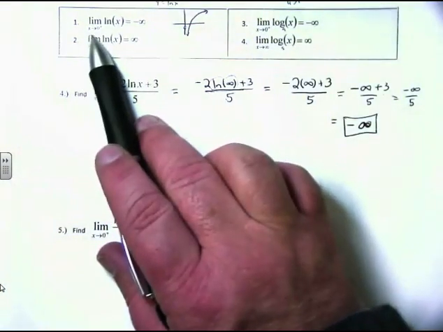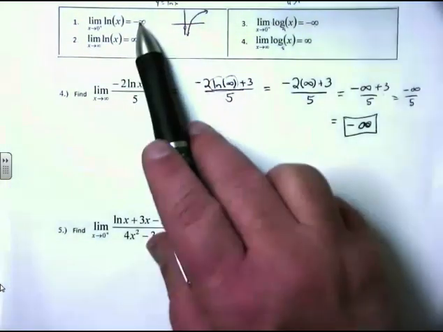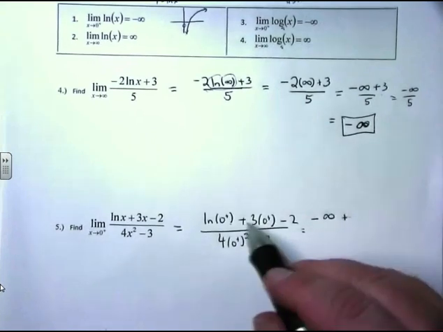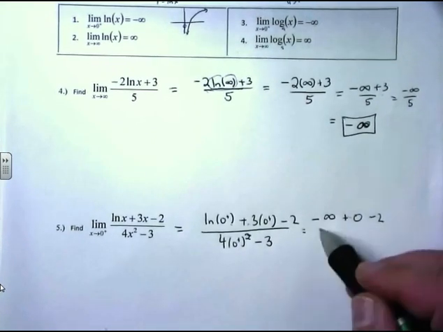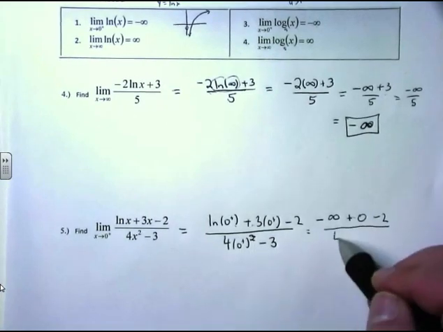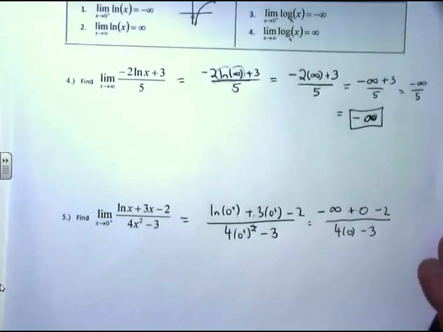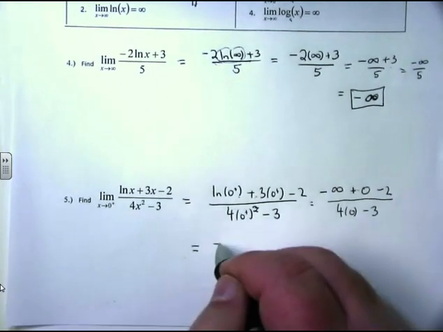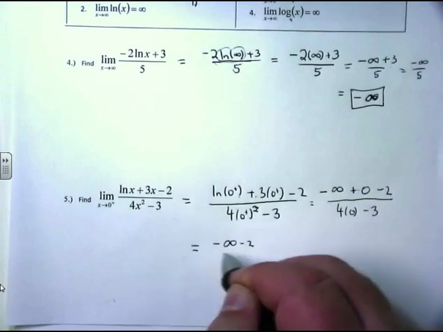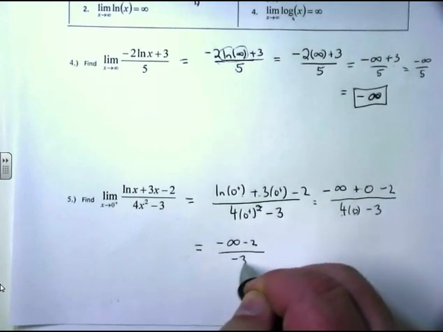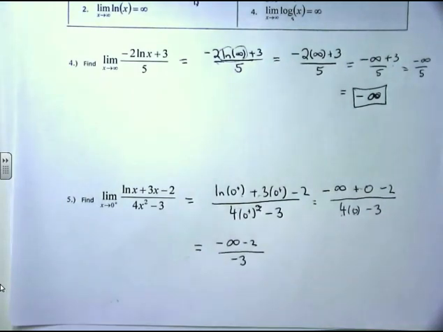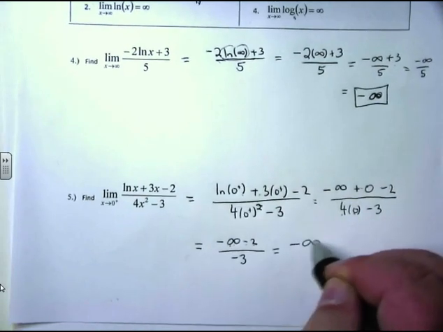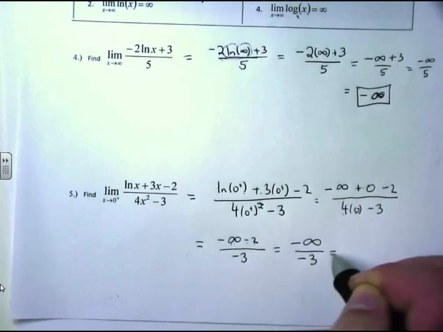Well, when I take the limit as x approaches 0 on the plus side of the natural log of x, I get negative infinity. So this is going to be negative infinity plus 3 times 0, that's 0, minus 2, divided by 4 times 0 squared, well, that's 0, minus 3. I'm doing it this long way for your benefit because I want you to see I'm doing one step at a time, not skipping any steps. So this is equal to negative infinity plus 0 minus 2 is minus 2, divided by 4 times 0 is 0, minus 3, so divided by negative 3. And at this point, it's following your nose. What's negative infinity minus 2? Minus 2 more from a negative infinity is still negative infinity. Divided by negative 3. Infinity is on top. The answer is going to be infinity.